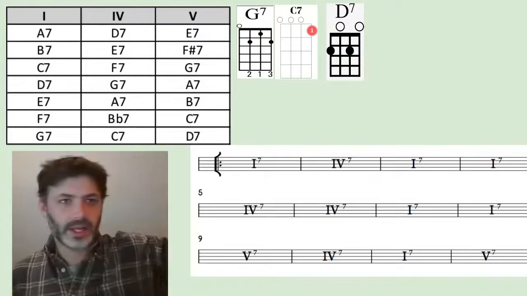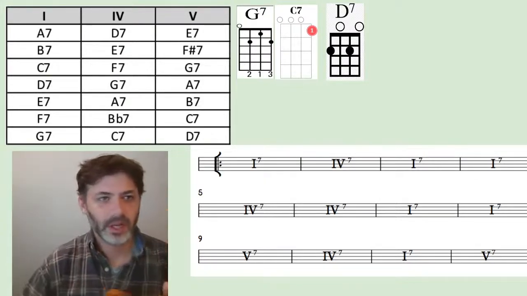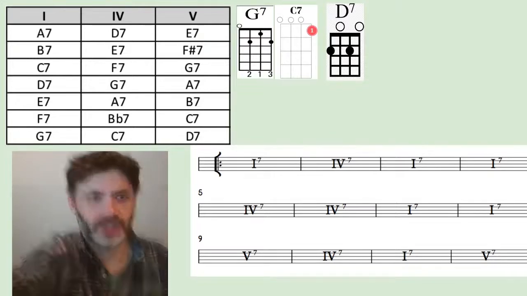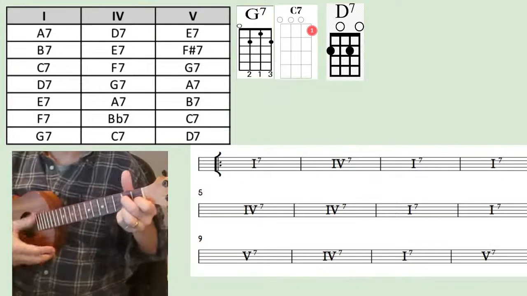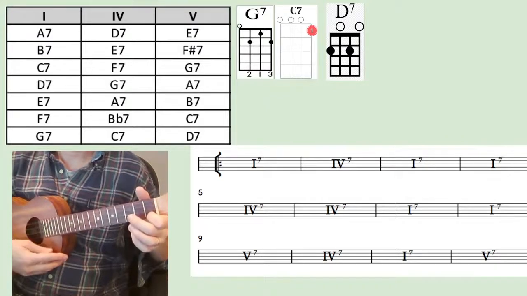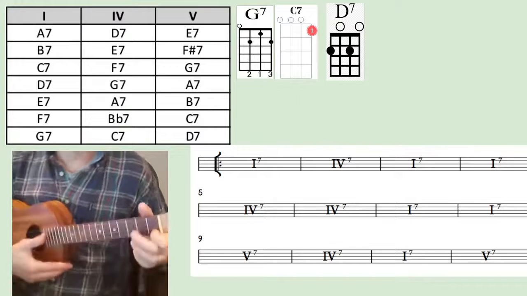So go ahead and play around with these for a moment. We've got our G7, which should be a pretty familiar chord by now. We've got our C7, also a familiar chord. And then we've got our D7.